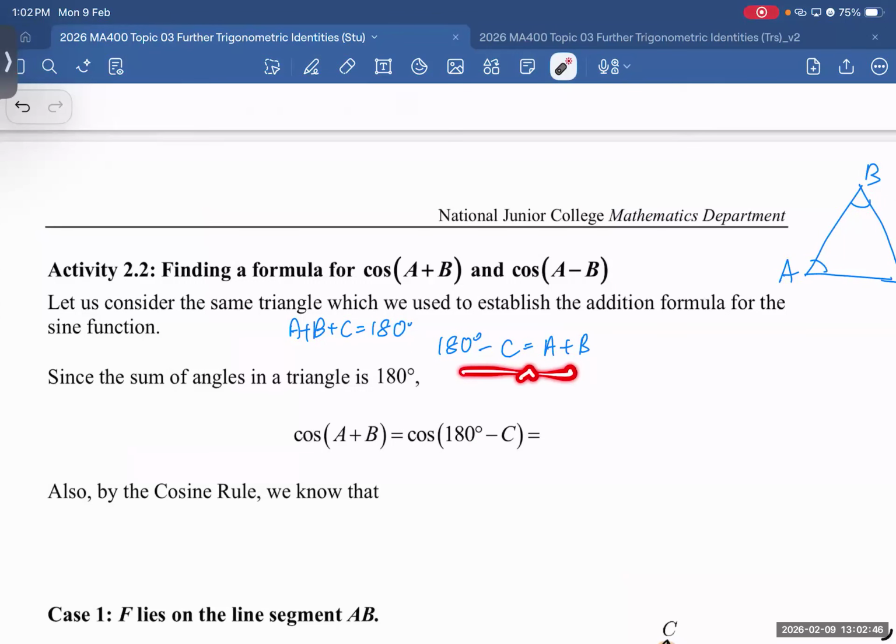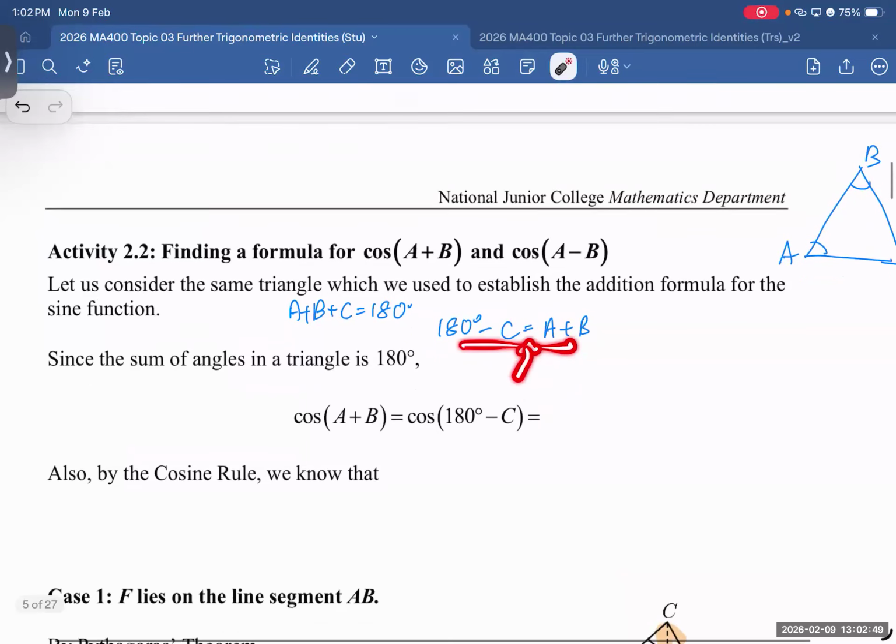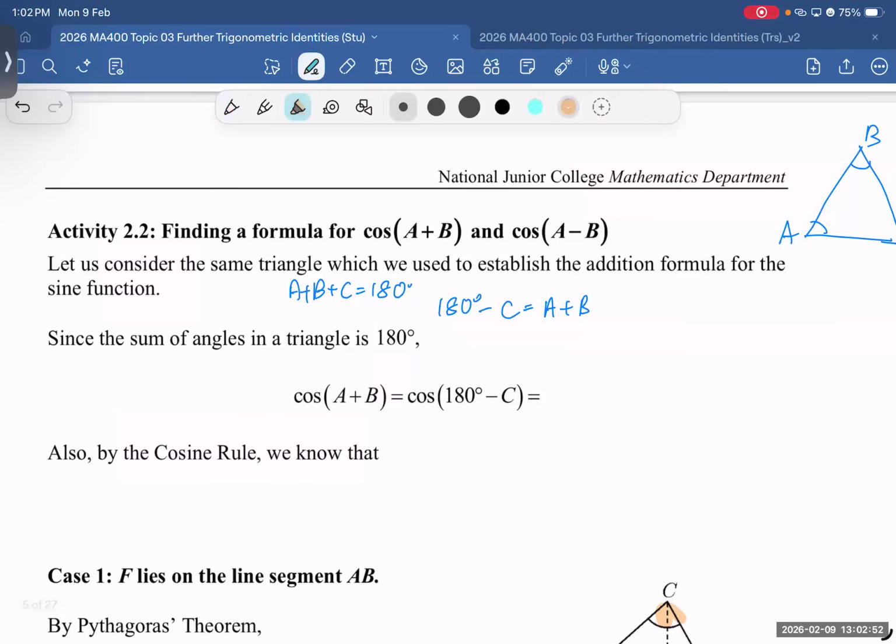You all listen to me first, step by step. So cosine A plus B, can I say it's the same as cosine 180 minus C? Yes, by the supplementary angle formula. Supplementary, how to spell supplementary? S-U-P-P. Can I say it's negative cosine C? Yes. The more you study, the more weapons you have in your arsenal. All the formulas, the universe will come and help you once you get to know them.